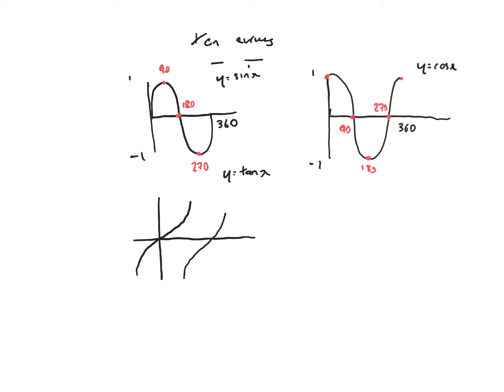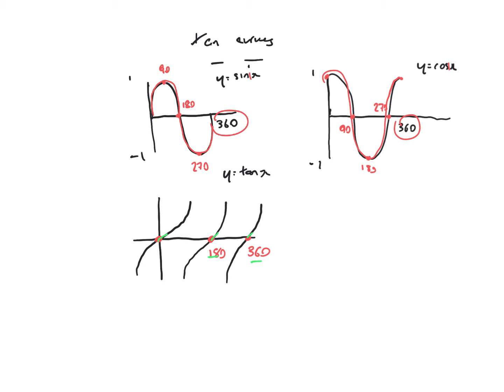Now, one crucial difference between the graph of y equals tan x and sine x and cos x. Sine x starts to repeat after 360 degrees, and cos x starts to repeat after 360 degrees. The difference is that the tan curve starts to repeat after 180 degrees. So you can see how it's climbing from the x-axis, and it starts to do that again at 180 degrees, and again at 360. So y equals tan x repeats after 180 degrees.